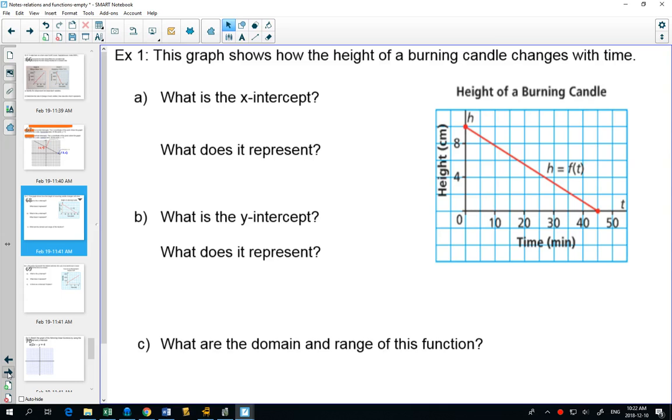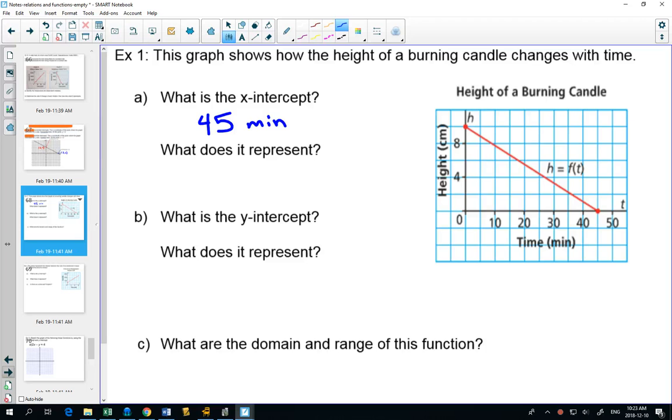Height of a burning candle changes with time. So we've got an x-intercept and a y-intercept. What is our x-intercept? Where does it cross the x-axis? At 45. What is our y-intercept? Looks like we're going by 2's, so we should write units here, 45 minutes. What does it represent?